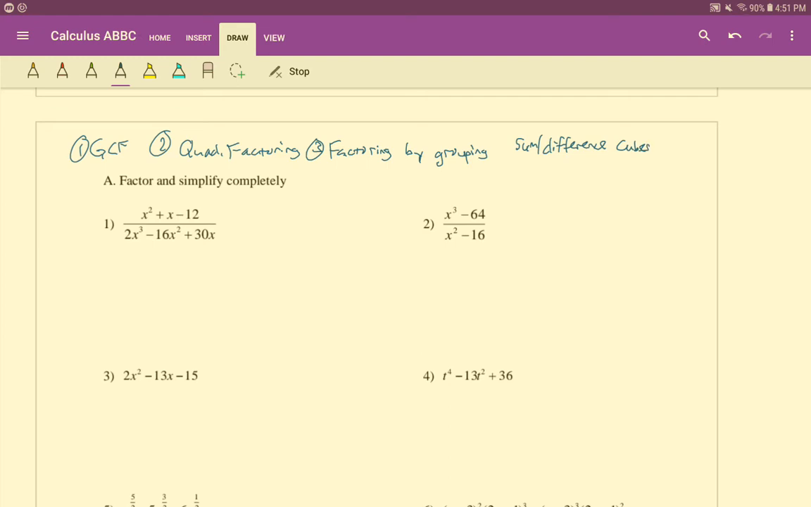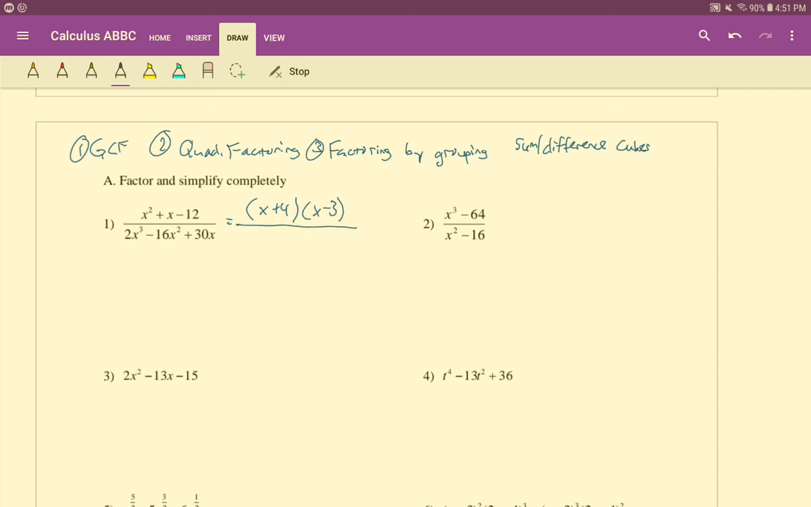And number one, looking at the numerator first, we see that we have a quadratic there that's got a lead coefficient of 1, so we can just use the product sum method, where we look for two numbers that multiply to make negative 12 and add to make the middle term of 1. And so that's going to be x plus 4 and x minus 3.